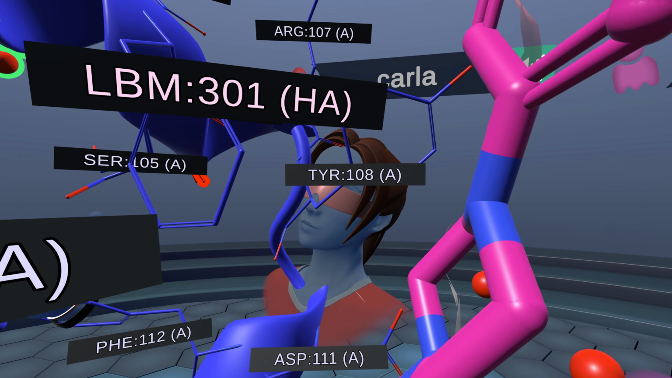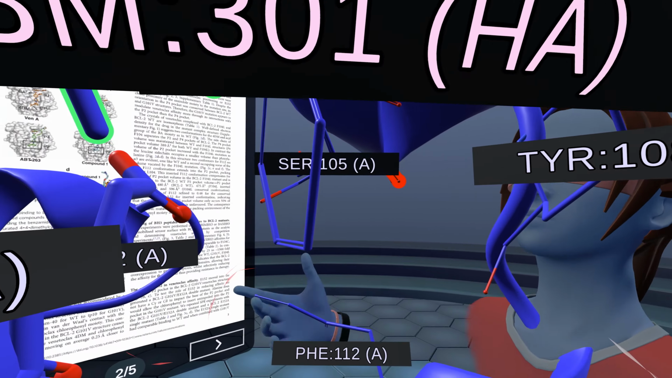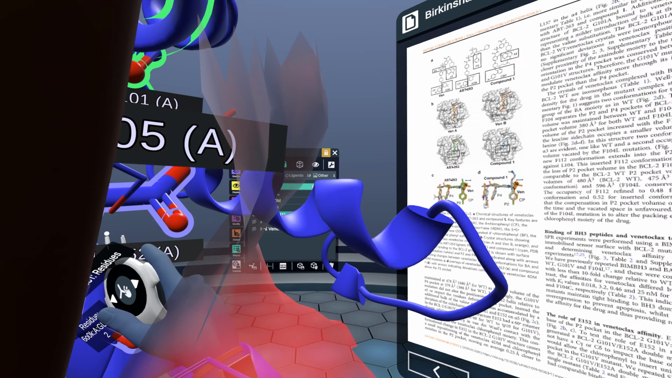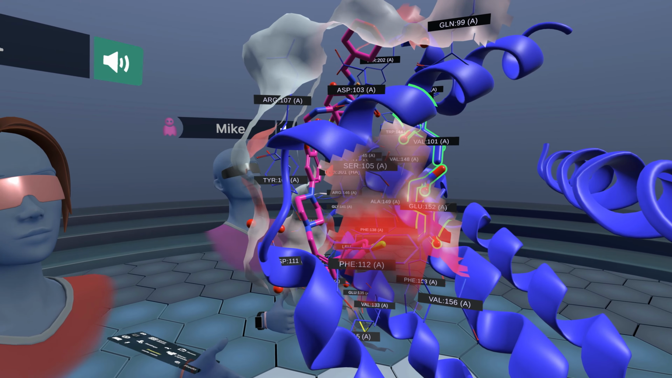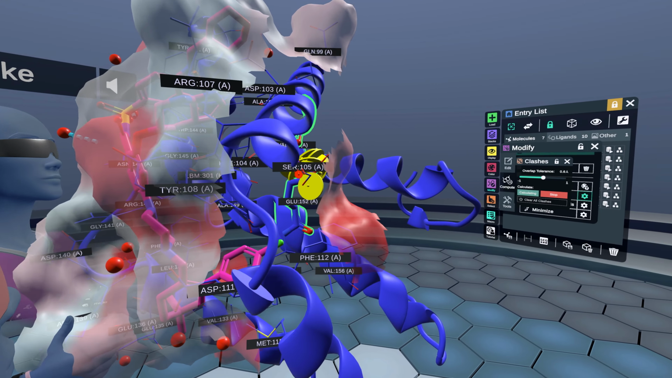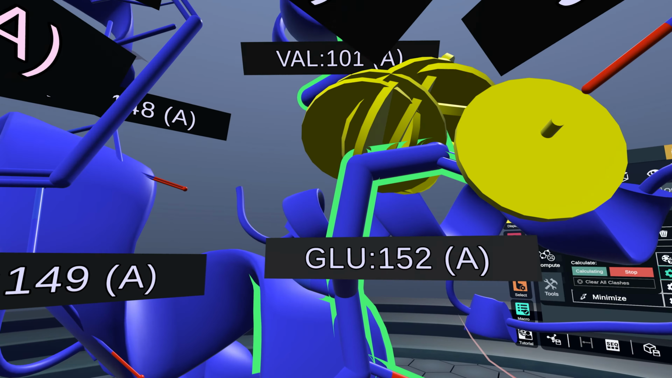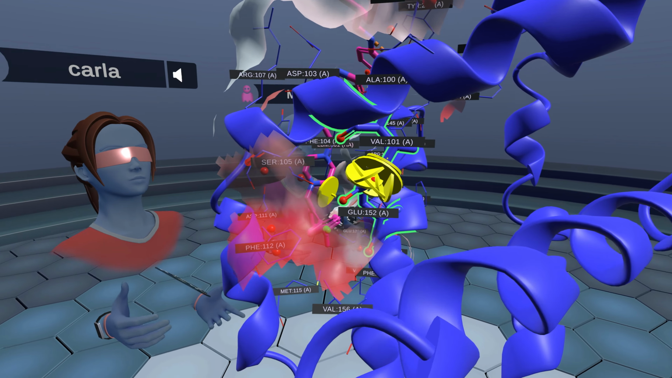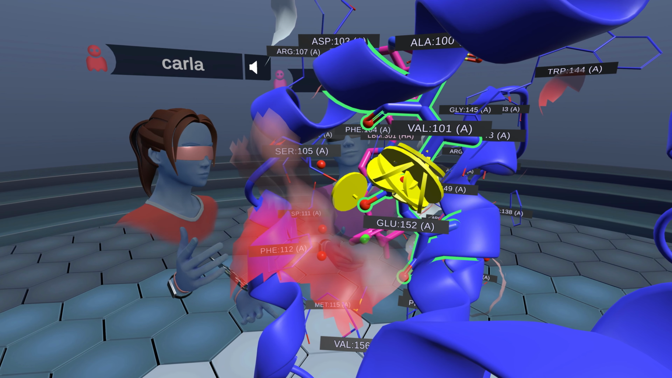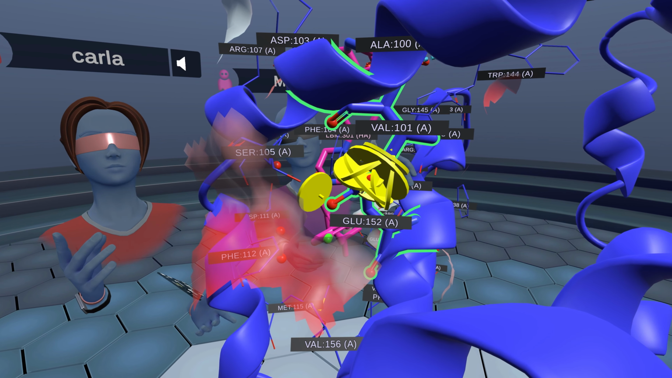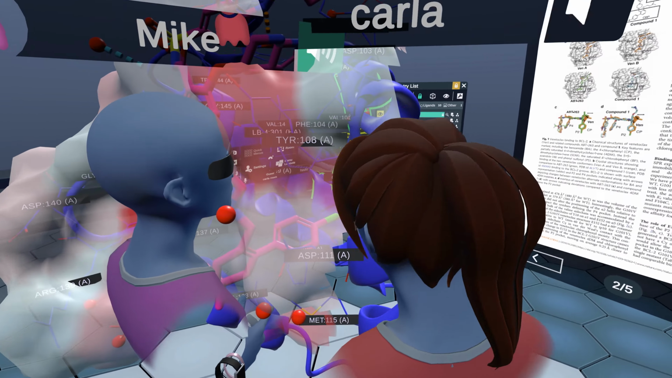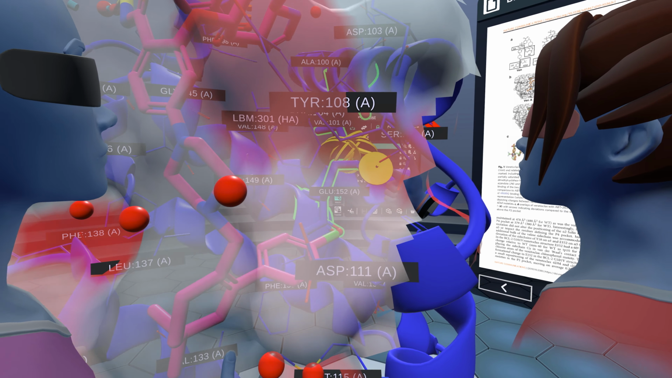All right, and so what they thought was that it actually forms a clash with this glutamate 152. So we can take a look at that in Nanome as well. Calculate clashes. Oh, look at that. Yep. So Carla, when you turn on clashes, we can see that this glutamate and this valine are way too close to each other, as we see here in just the structure where we mutated it by hand.